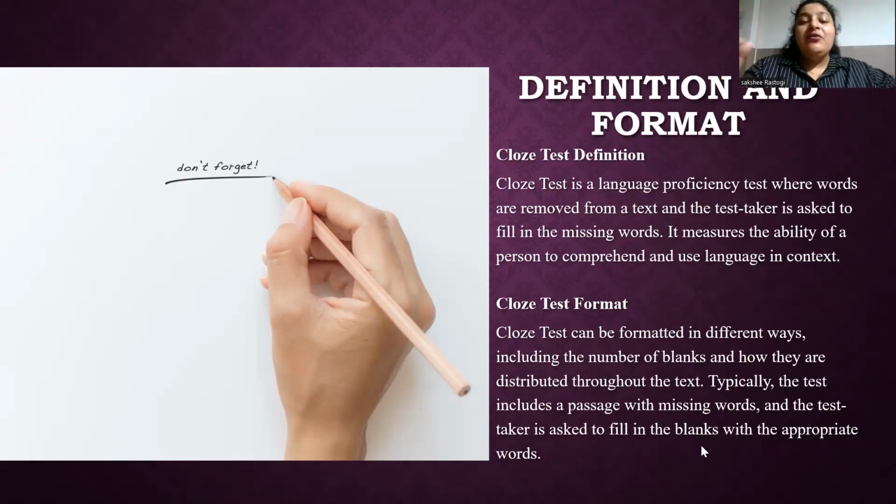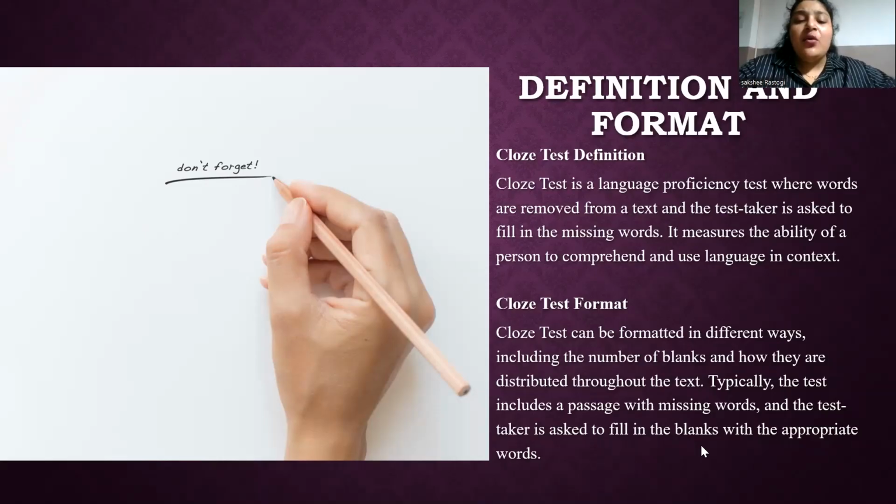So the format may vary depending on the specific type of closed test and its own purposes. Some variations include, for example, the multiple choice closed test, where you just offer options for each blank. In an open-ended closed test, no options are provided and the test taker must come up with their own answers. In a fixed closed test, the same word or phrase is removed from every blank. In a variable closed test, different words or phrases are removed from each and every blank.